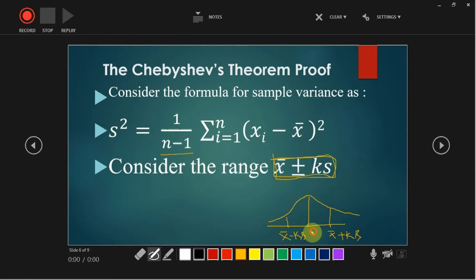So this is the mean value. Now we divide our total n observations into two parts. One part lies inside the range and the rest of the observations lie outside.